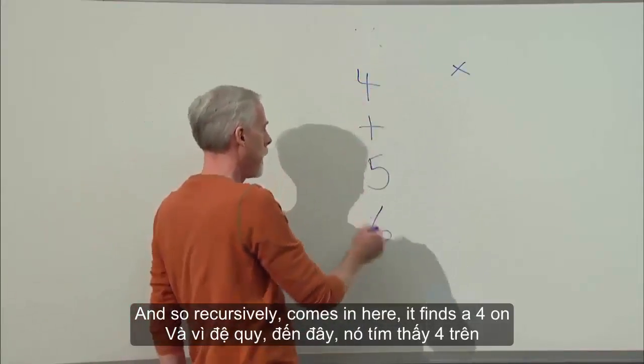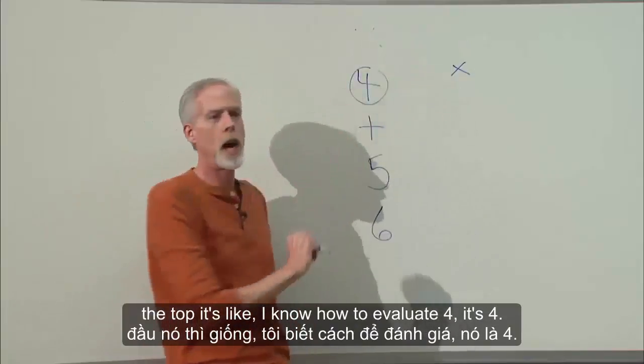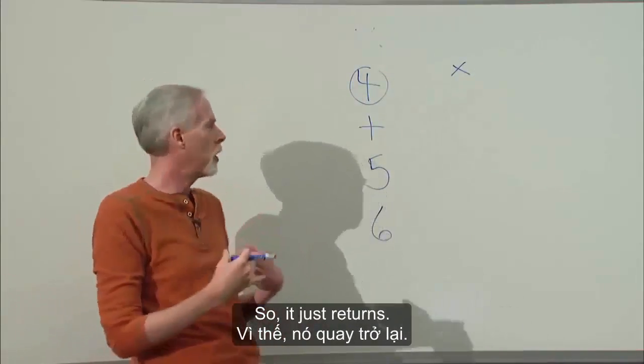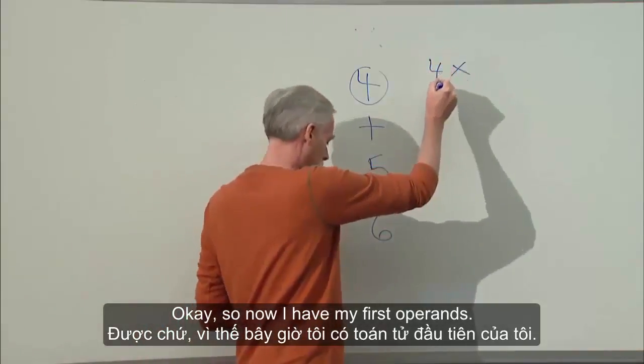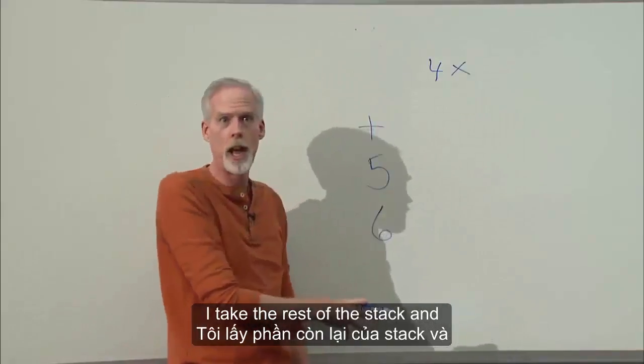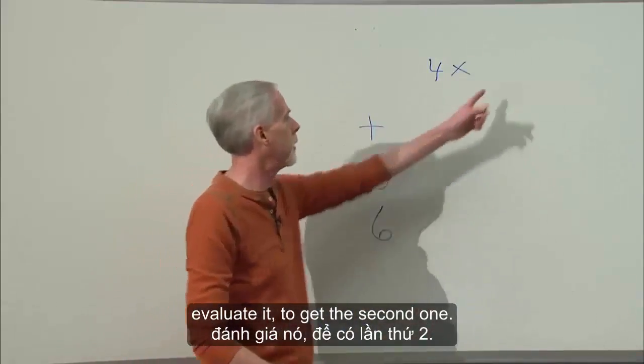And so recursively comes in here. It finds a 4 on the top. It's like, I know how to evaluate 4. It's 4. So it just returns. Okay? So now I have my first operand. Now I take the rest of the stack and evaluate it to get the second one.